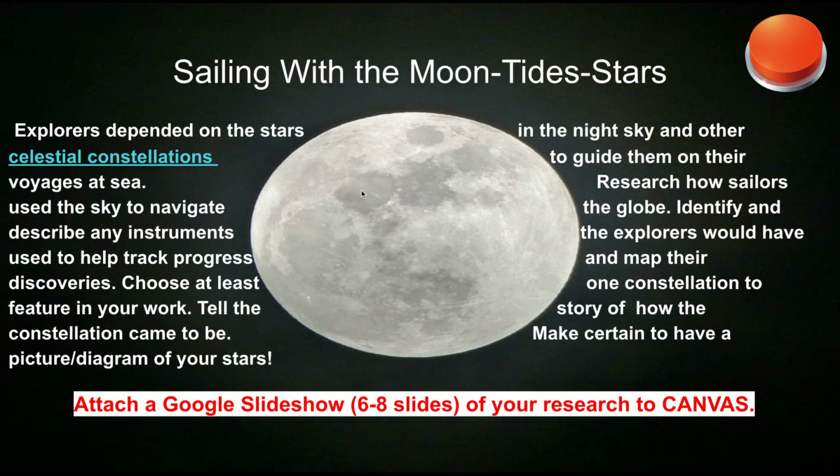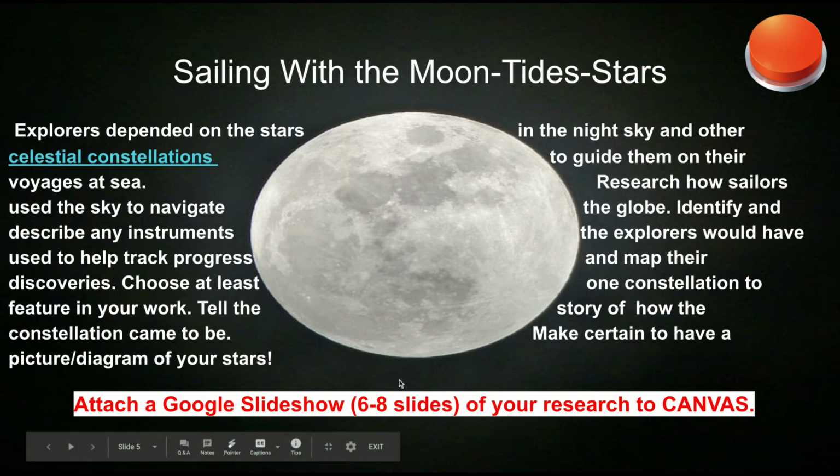Research how sailors used the sky to navigate the globe. Identify and describe any instruments the explorers would have used to help track progress and map their discoveries. Choose at least one constellation to feature in your work. Tell the story of how the constellation came to be. Make certain to have a picture or diagram of your stars.